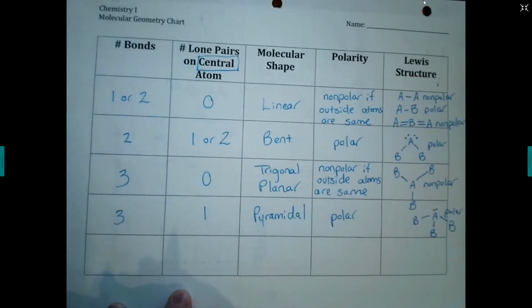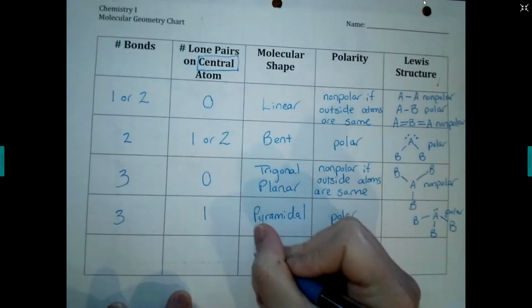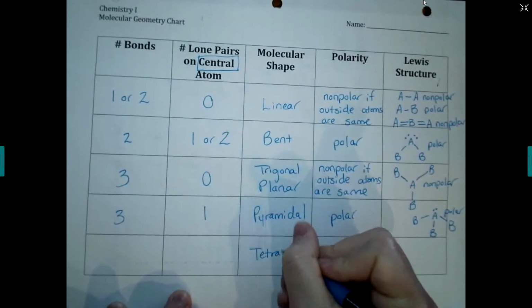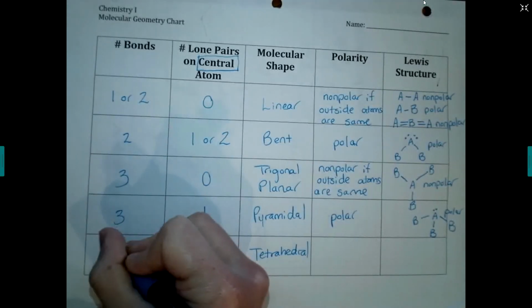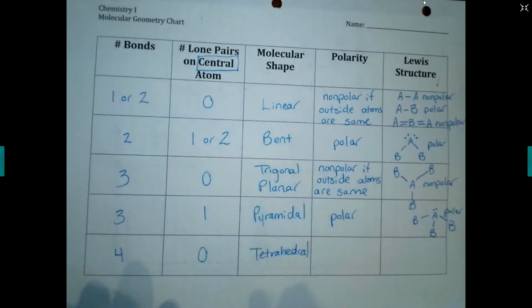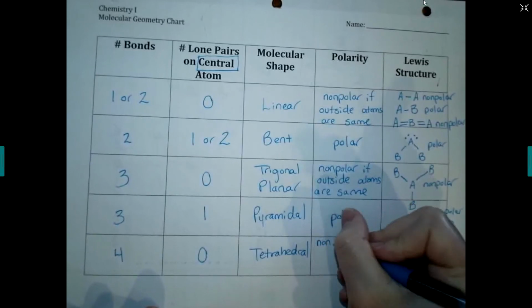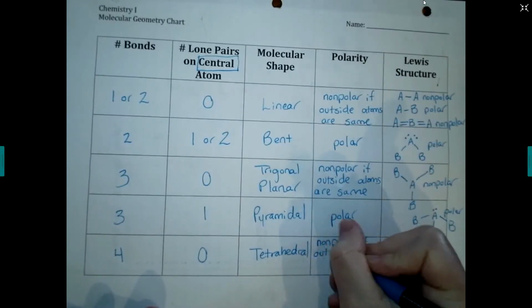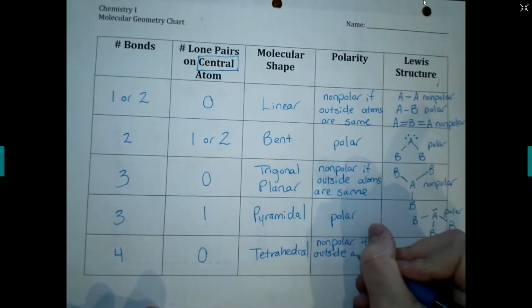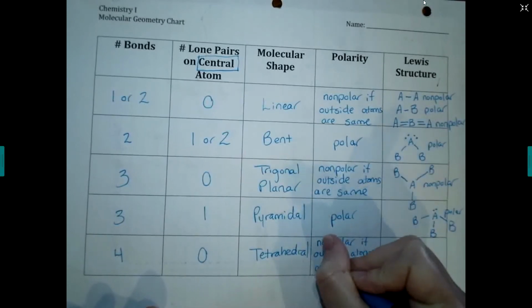All right, so back to our last shape, tetrahedral. 4 bonds, no lone pairs on the central atom. The polarity is just like linear and trigonal planar. It's going to be nonpolar if the outside atoms are the same.